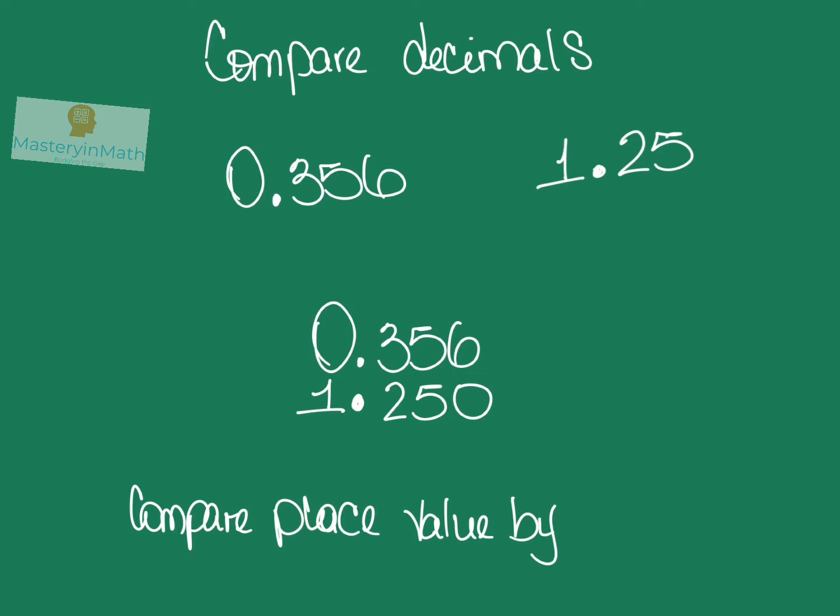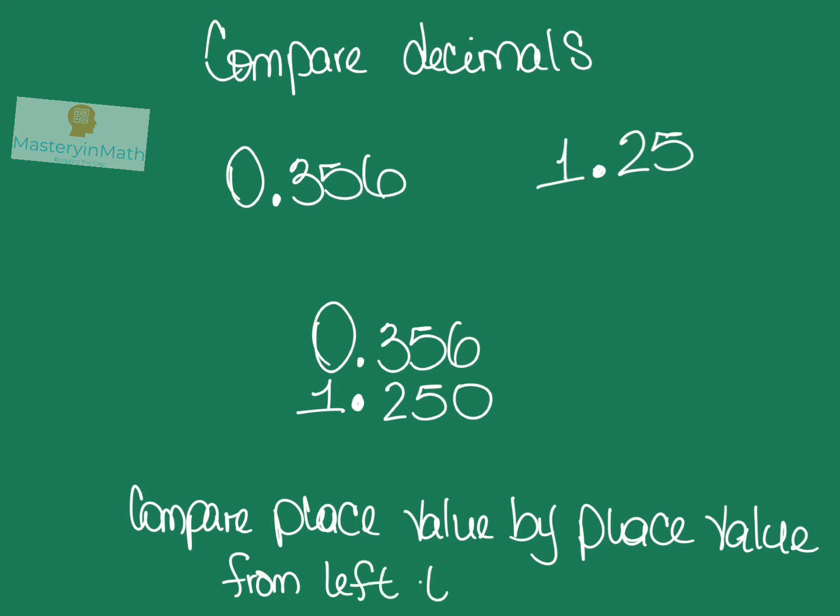So I'm going to stack it in the same way we did with a place value chart, where we compare digit by digit or place value by place value. This is what we are going to do. Make sure that your decimal points line all the way up. You want to make sure you line up your decimal points. All right. So let's compare it.